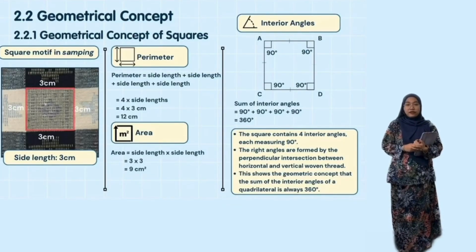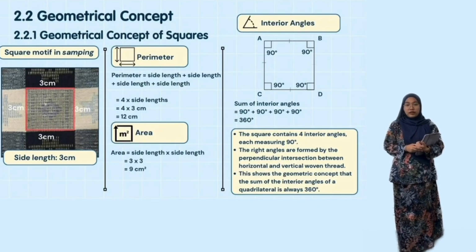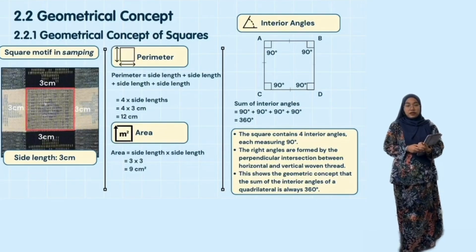Hi, I'm Yakisina. I would like to explain the geometrical concepts identified from the woven samping. For number 1, the geometrical concept of square, the first shape is the square.